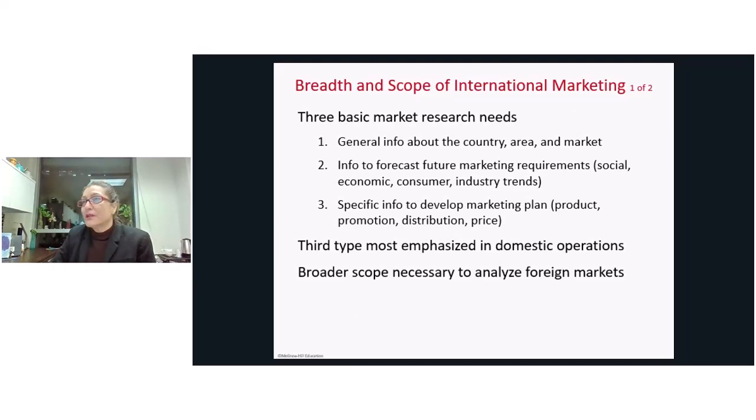The type of specific information that we're looking for there is related to the product and branding, as well as the integrated marketing communications that you want to implement, logistics and distribution, and sales and pricing. This third type of information is most emphasized in domestic operations, but we need a broader scope to analyze foreign markets, and so that's why the first two are important as well.